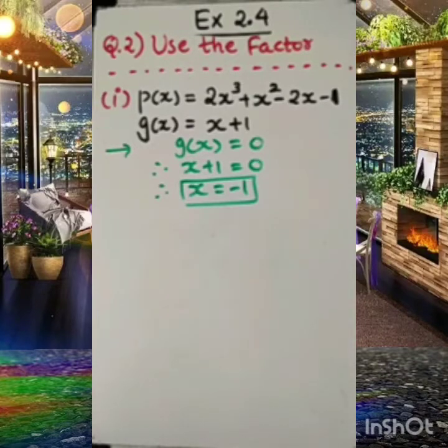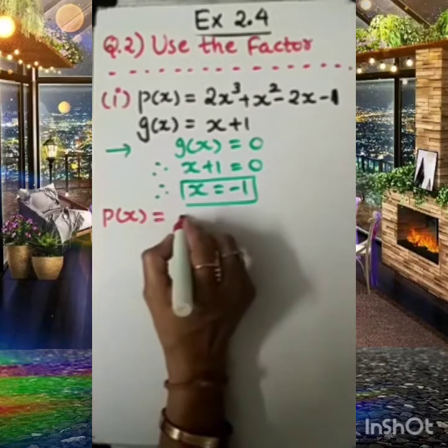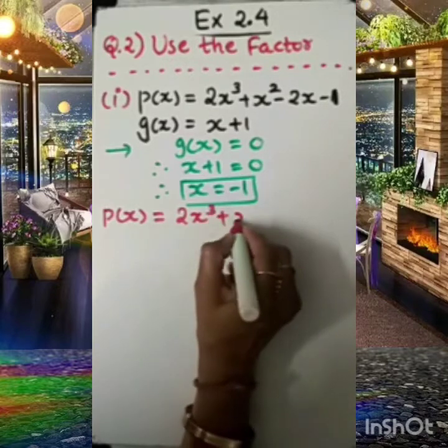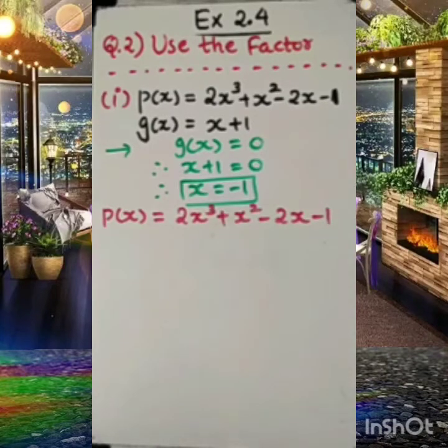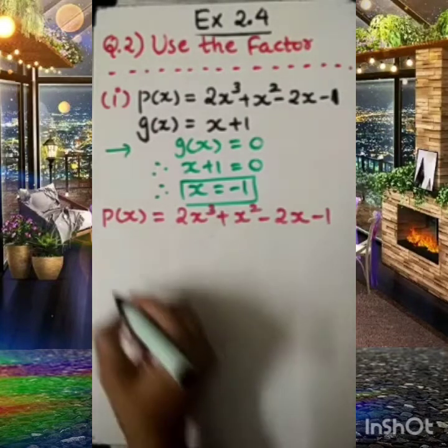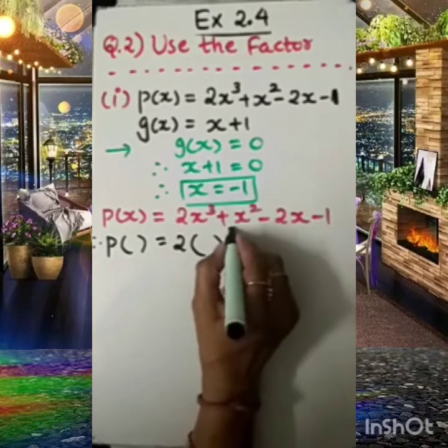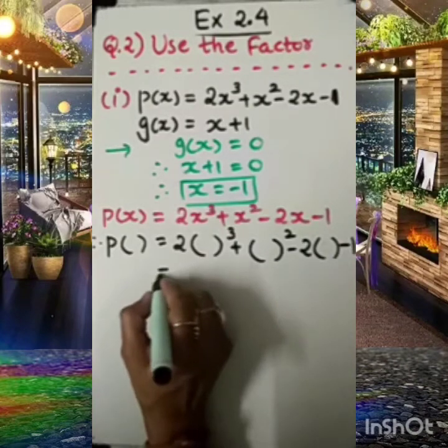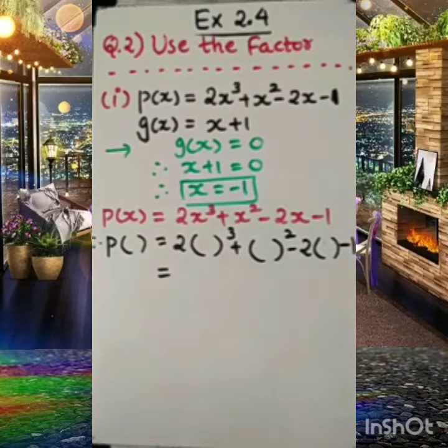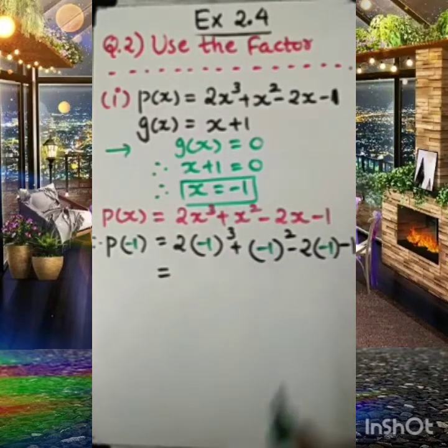Now, what we are given is p(x). Once I am writing in full here, p(x) equal to 2x cube plus x square minus 2x minus 1. This is p(x), one of the polynomials. Now, I am putting the value of x here. So in place of x, I am going to put the value, that is minus 1. Here also minus 1, minus 1, minus 1. Fine. So let's work out upon that.